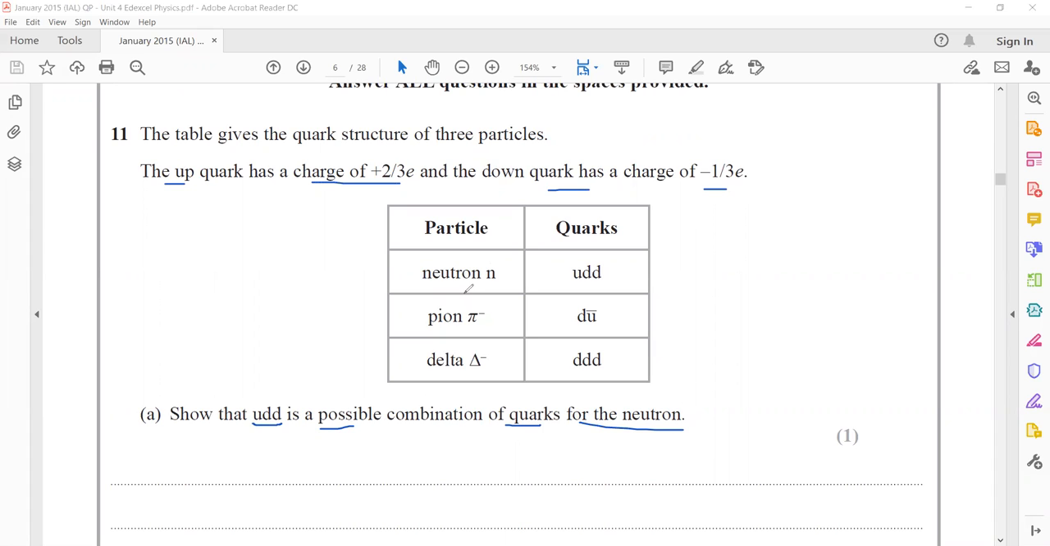When you find the net charge, for up, down, down, it is plus 2 by 3, minus 1 by 3, and minus 1 by 3. So when you find the resultant or net charge, you'll find the net charge is 0. So it shows it can be a possible composition of a neutron, because the net charge of a neutron is 0. There is no charge on the neutron.